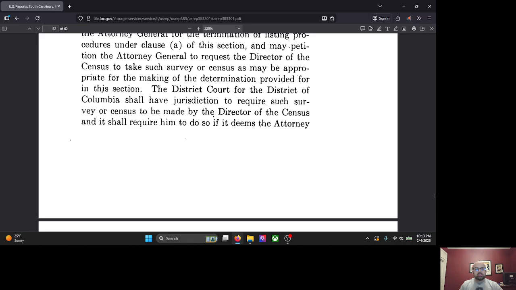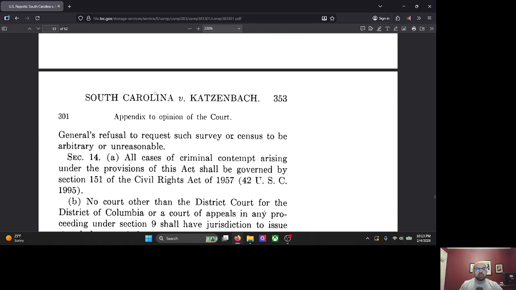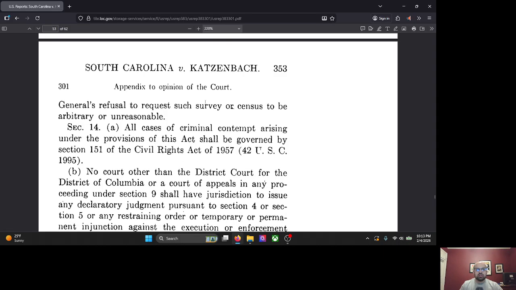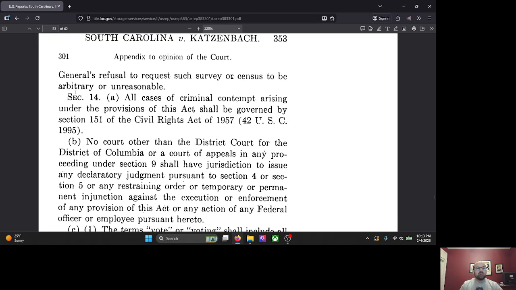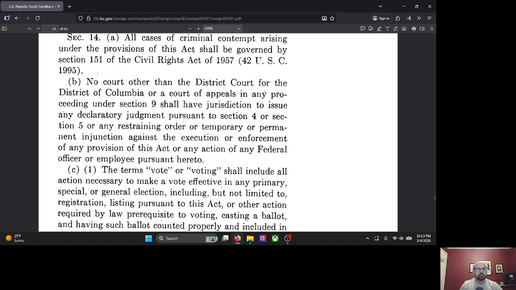The District Court for the District of Columbia shall have jurisdiction to require such survey or census to be made by the Director of the Census, and it shall require him to do so if it deems the Attorney General's refusal to request such survey or census to be arbitrary or unreasonable. Section 14. A. All cases of criminal contempt arising under the provisions of this act shall be governed by Section 151 of the Civil Rights Act of 1957.